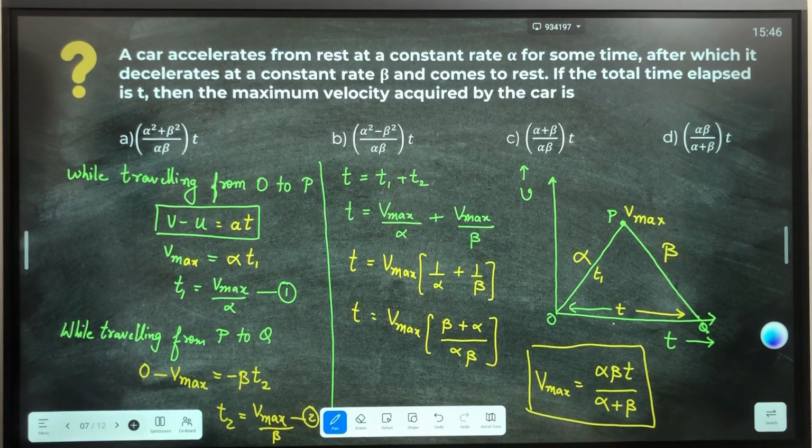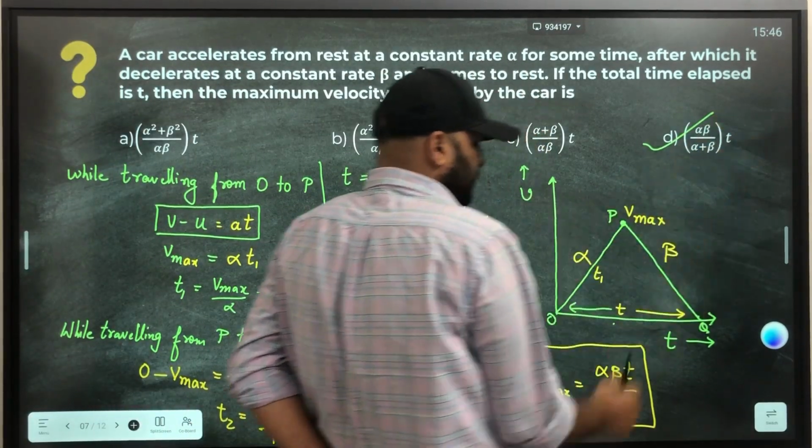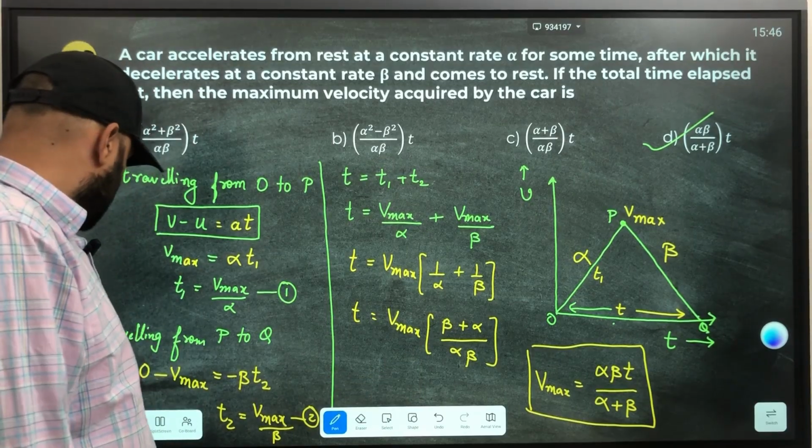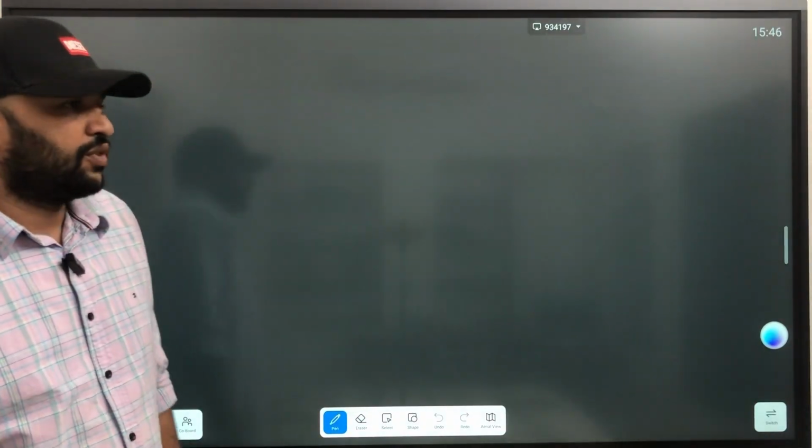And is there any option? Yeah, option D is the correct answer. Now this was our complete solution based on the concept. Okay, let's see our direct solution for this problem.